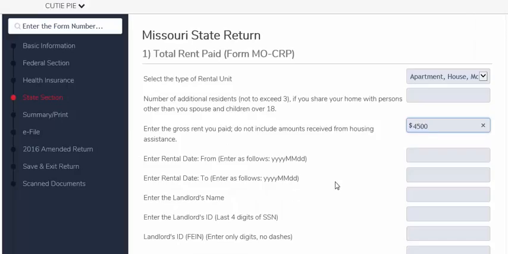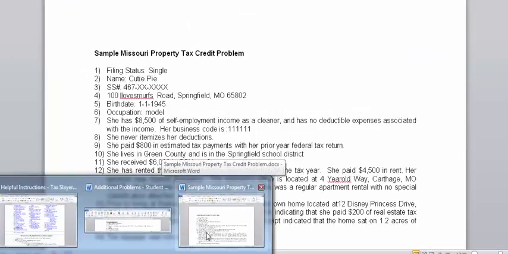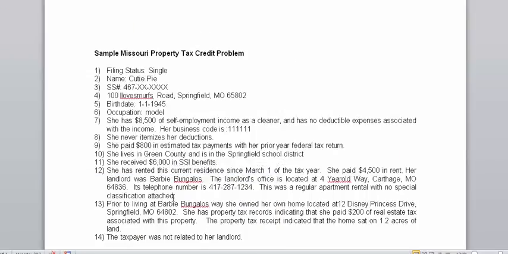And we're going to do this on a per residence basis. So you may have a person who rented at several different places during the year. They moved around. You're going to do one Missouri CRP for each residence. So enter the rent paid to each additional residence in each of the individual MOCRPs. So this one was $4,500. So we're going to enter the beginning rental date, and I think we said that she moved in there on March 1st. Yes.